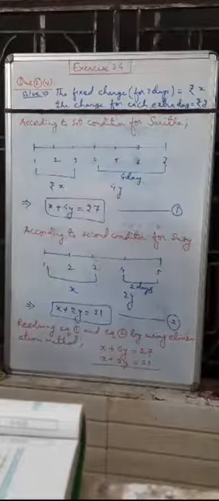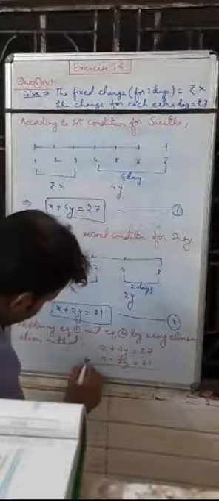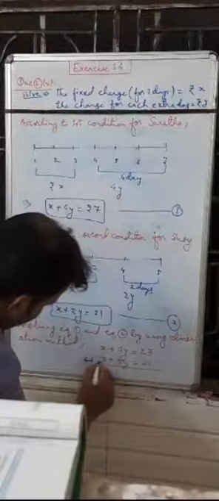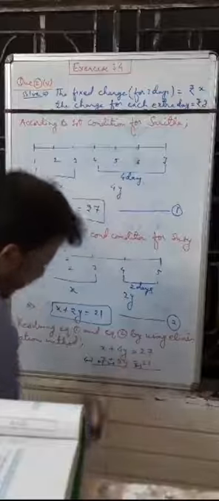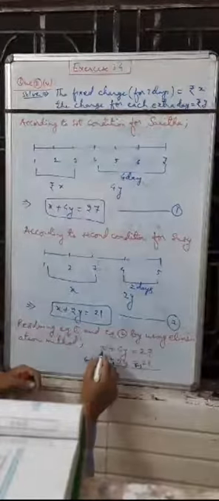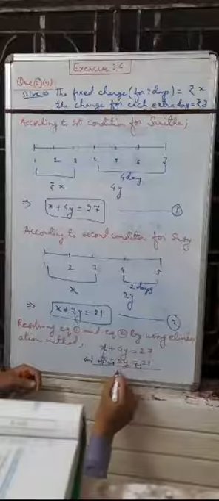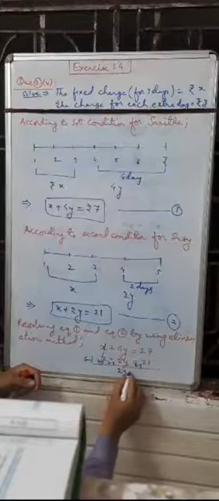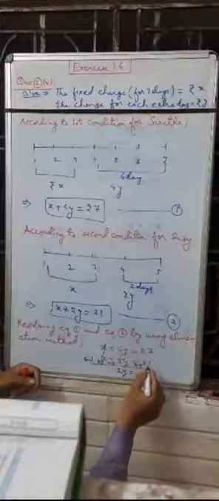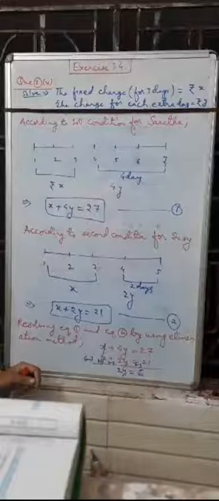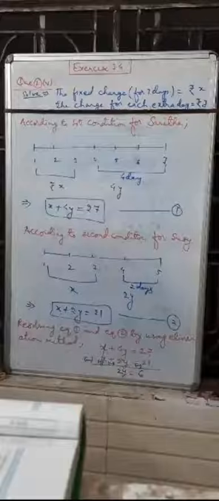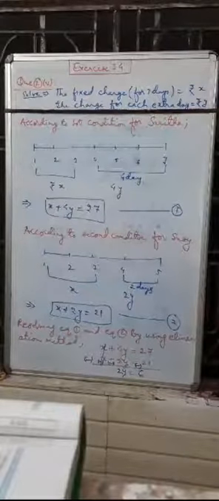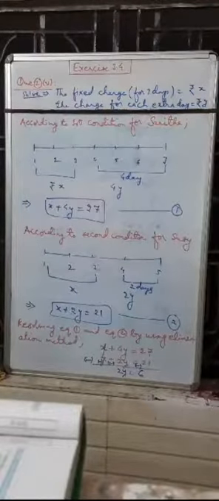So nothing we have to do, we have to subtract only. Do the subtraction, minus and minus. So x minus x will be 0, and 4y minus 2y is equal to 2y, and 27 minus 21 is equal to 6. So 2y is equal to 6. So y is equal to 6 by 2 is equal to 3. Very easily we can solve.